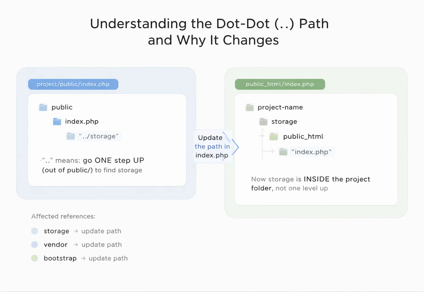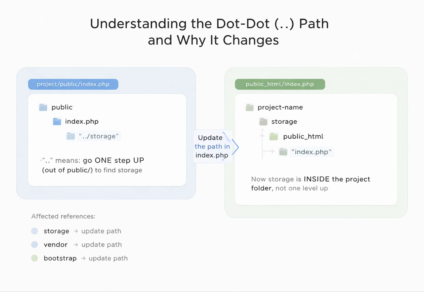Here's something that needs careful attention: the path notation and why you have to update it after moving files. In your original project, the index.php file sits inside the public folder. When it references other folders like storage or vendor, it uses ../ which means go one step up in the directory. So ../storage means go up one level out of public, then find storage. That works perfectly when the file is inside public.